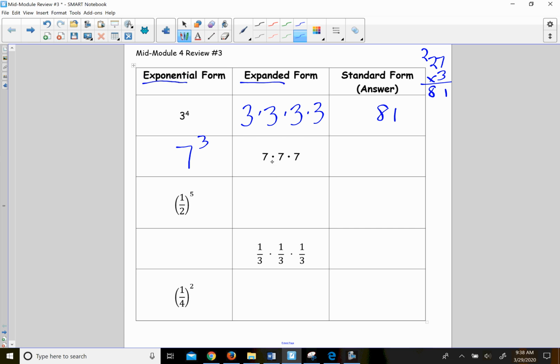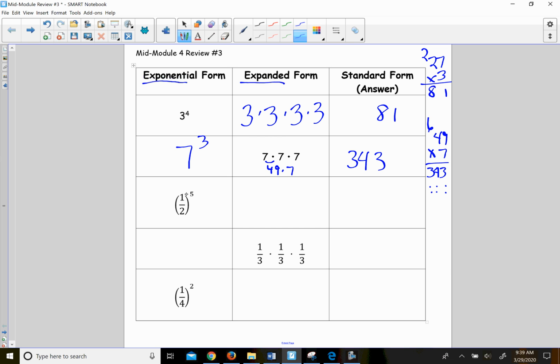So I know 7 times 7, that piece is 49, times 7, so I'm going to go to the side again. 7 times 9, that's 63. 4 times 7 is 28, 29, 30, 31, 32, 33, 34. So 343 will be 7 to the 3rd.